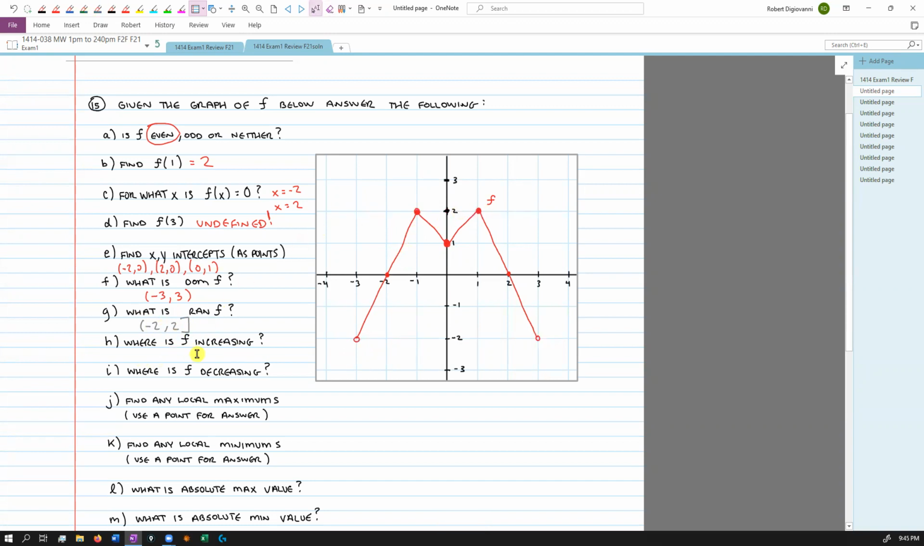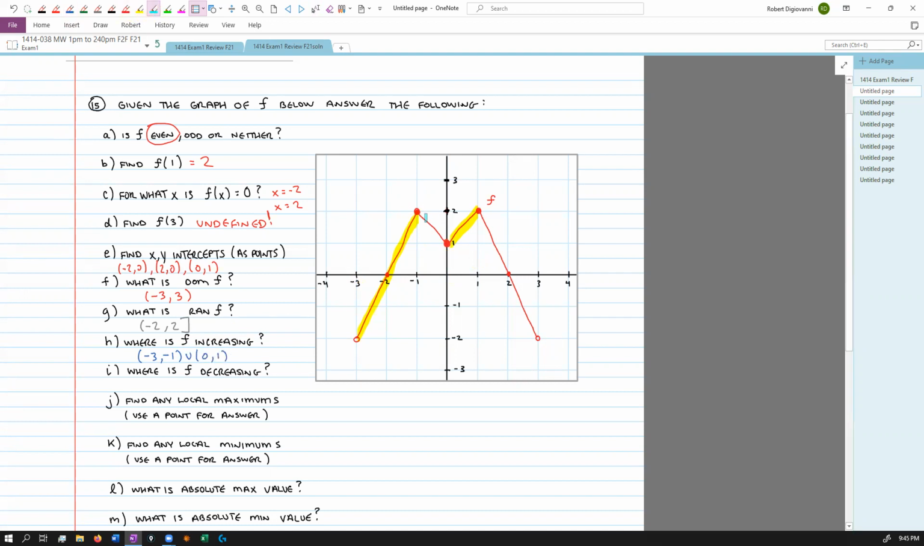All right, where is f increasing? So f is increasing everywhere we're in yellow. That's where we're going up as you move from left to right. And what we want are the x values where this happens. So it increases between -3 and -1. I told you all in class, just always put it in parentheses on these, -3 to -1. And then also from 0 to 1. So union 0 to 1.